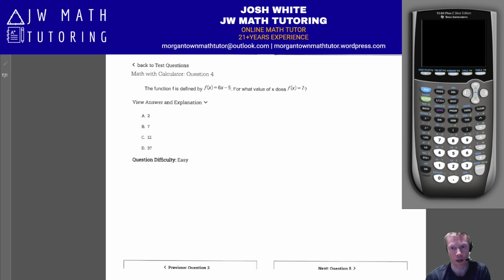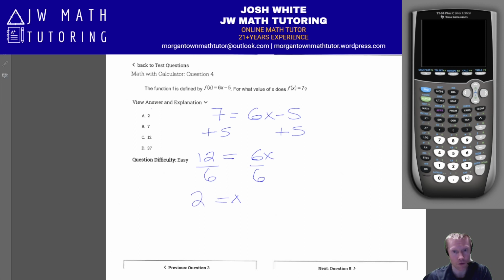Question number 4. Here we have a function, and basically they want to know for what value of x does this function equal 7. So in other words, all we're doing here is replacing the f of x with 7 and then solving that linear equation. In other words, we're finding the input or the x value that gives an output value of 7. So we would just add 5 to both sides and then go ahead, divide by 6 on both sides, and you should get x equals 2. So the correct answer for this one is letter A, 2.